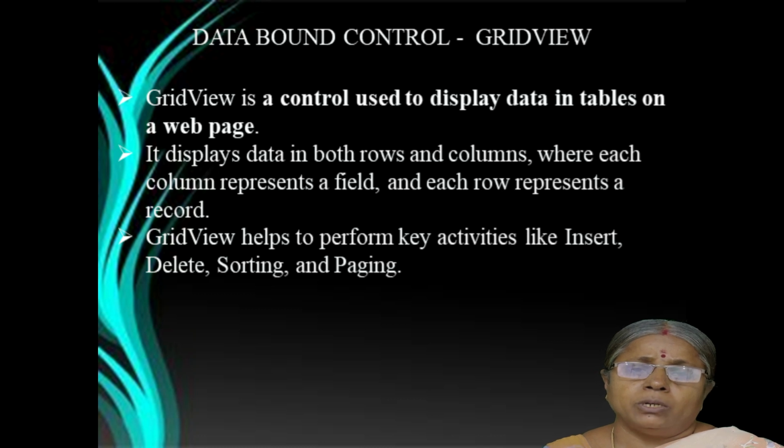The commonly used data bound control is GridView. GridView control is a control used to display data in a table format on a web page. It displays data in both rows and columns, where each column represents a field and each row represents a record. GridView helps to perform key activities like insert, delete, sorting, and paging.